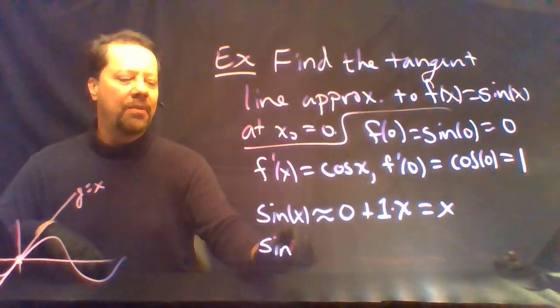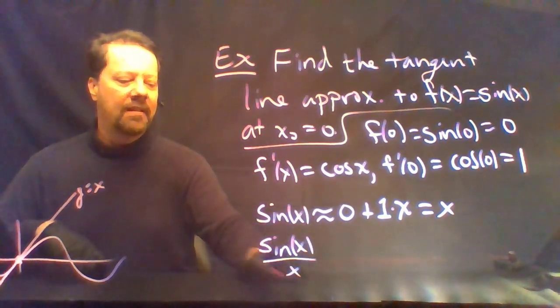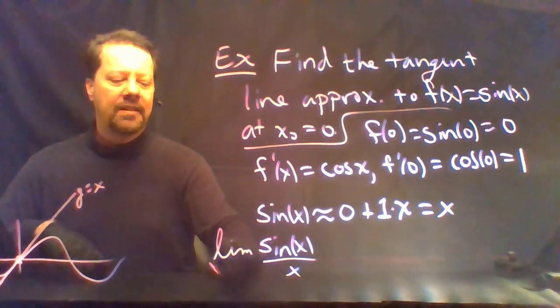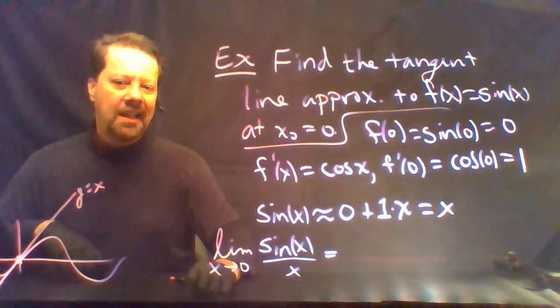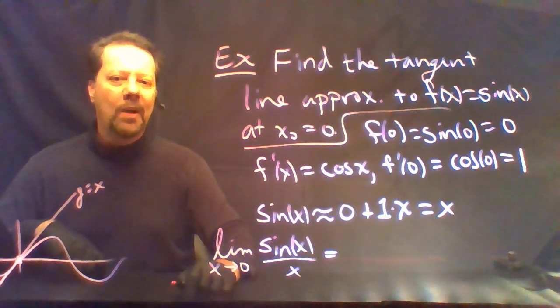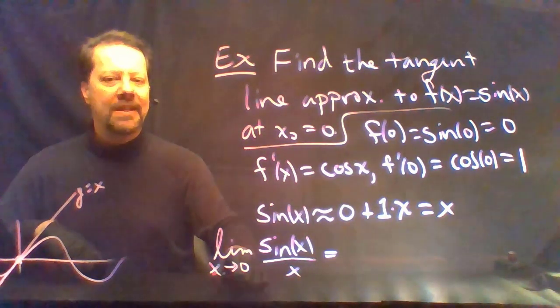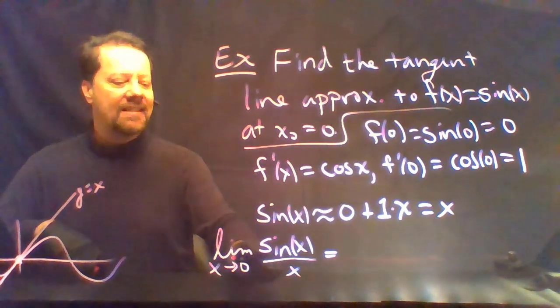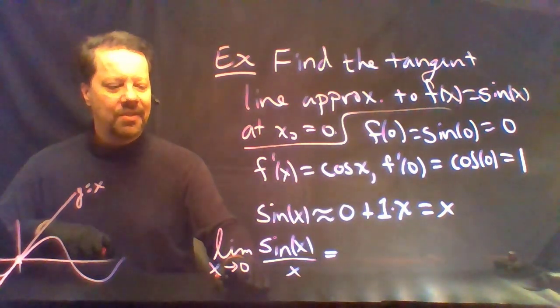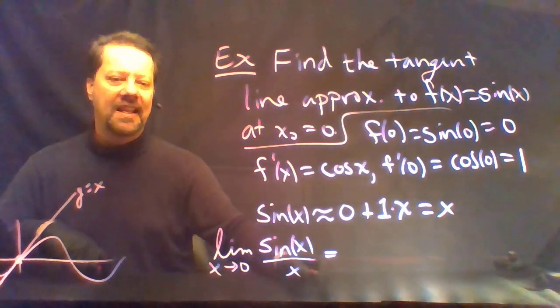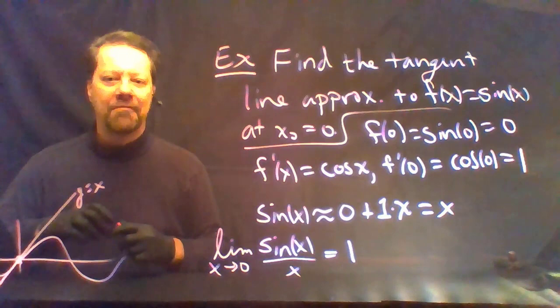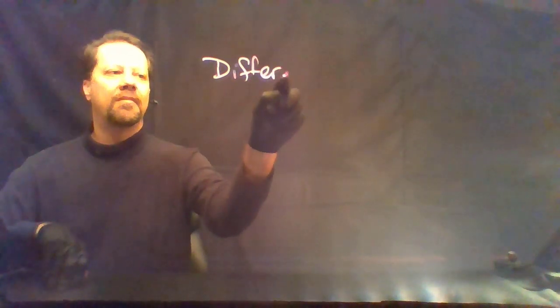That might help you explain this limit as x goes to 0. We spent a long time proving that this limit is equal to 1, but you can see now another reason why this should be true. As x gets small, close to 0, sine x and x are approximately the same, and so you get a limit of 1. We're now going to move on to the study of differentials.